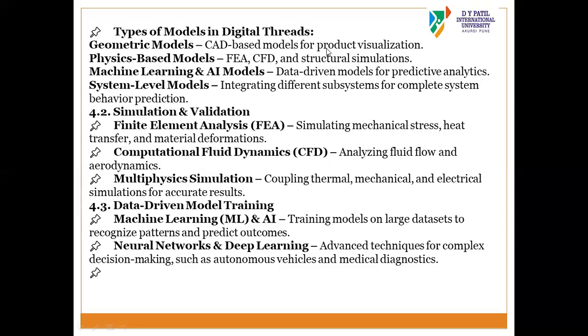Then we have data-driven model training. We have discussed this part. We use AI and machine learning algorithms. These different training models are available with large data sets to recognize patterns and predict outcomes. Then we have neural networks and deep learning. Again, this is advanced technology which is useful for complex decision making. Suppose you are analyzing an autonomous vehicle or medical diagnosis, for that purpose we can use this neural network part or deep learning part.